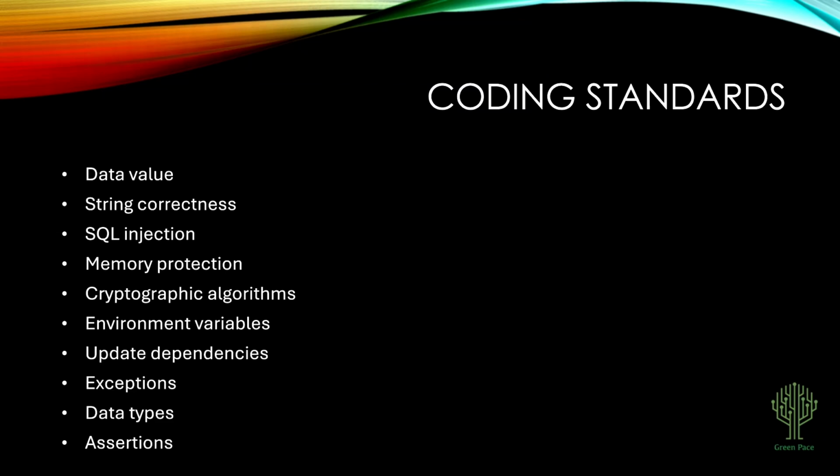These are the 10 coding standards in order of priority. Standard 1, validating the values of data before using it, is extremely important as it can provide access to write to arbitrary memory and potentially arbitrary code execution. Standard 2, string correctness, is similarly dangerous as strings are just arrays of characters, so the same issues that arrays have apply to strings.